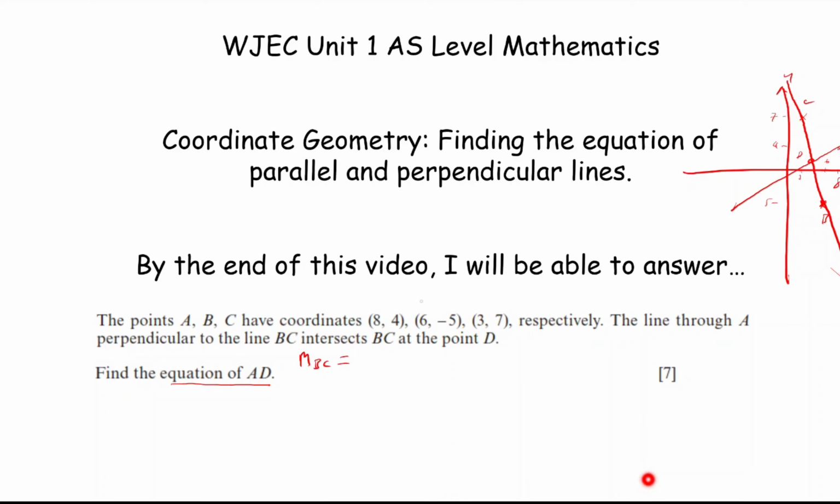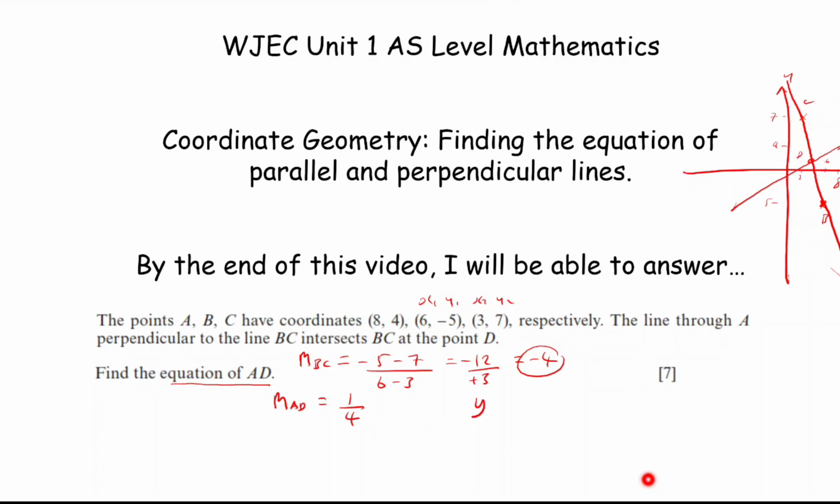So this is our B and this is our C, so we call that x1, y1 and x2, y2. We're going to have -5 minus 7 over 6 minus 3, which gives us -12 over +3, which gives us a gradient of -4. So it's a steep negative line. You can see it's very steep, so for every one across we go 4 down. Now we need our gradient of AD, which is perpendicular. So we're going to take the negative reciprocal of this, so it's going to become 1 over 4.